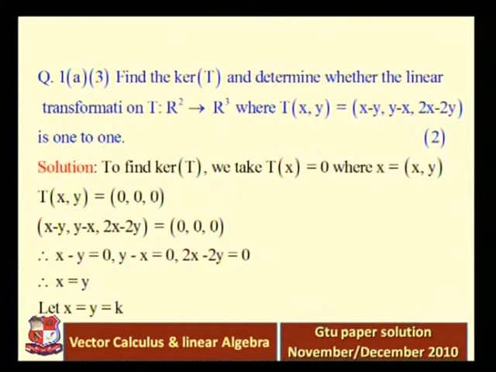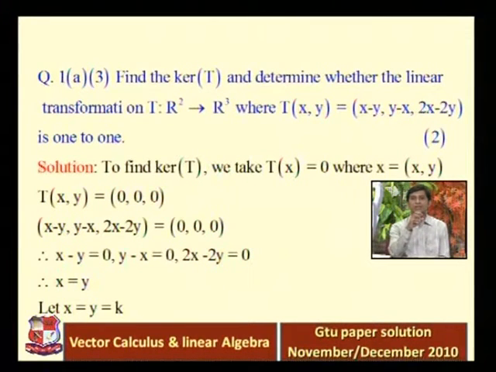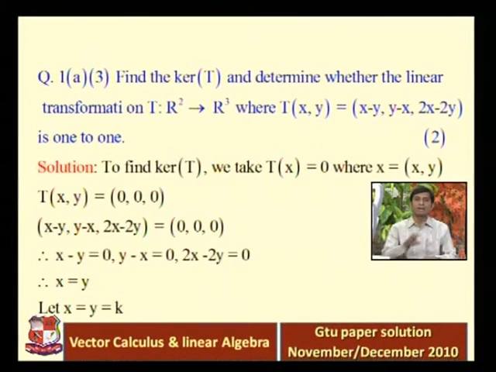To find the kernel of T. Now what is the meaning of kernel of T? First of all, you have to understand the definition of kernel of T. For any transformation T from V to W, where V and W are vector spaces, the kernel of T is exactly the set of all vectors from the domain such that the image of that vector is equal to the 0 vector, the 0 element in the codomain, right?